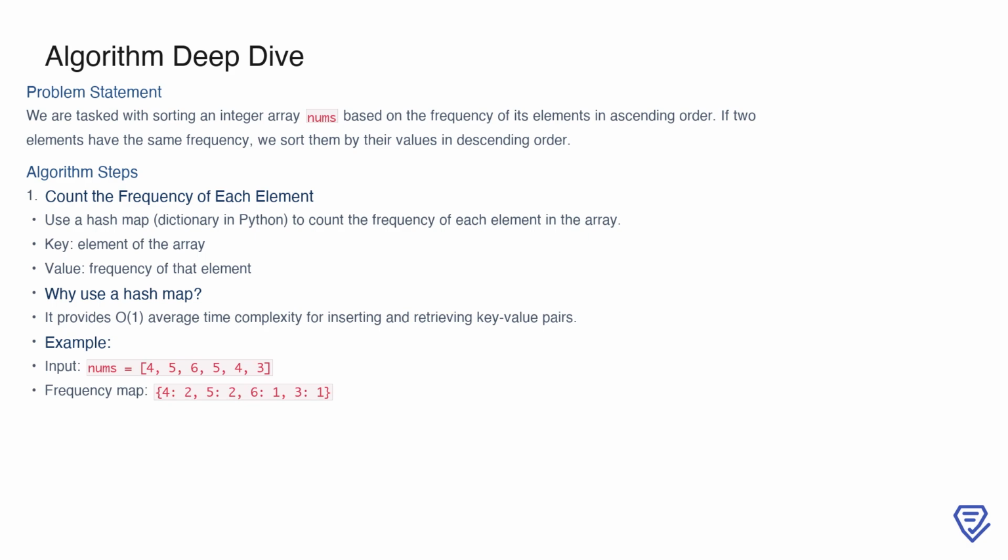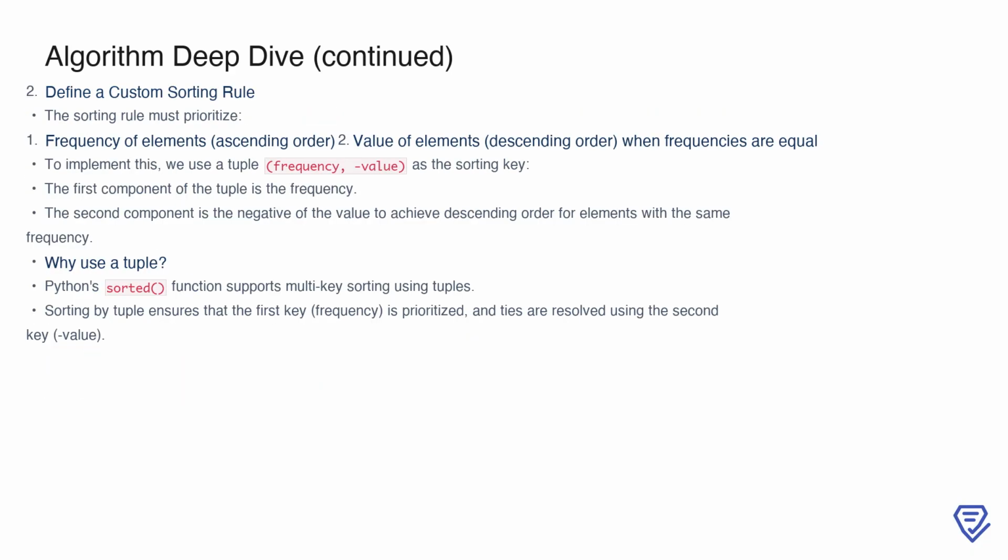Here, the key value pairs represent the number and its frequency in the array. Once we have the frequency of each element, the next step is to define a custom sorting rule. This rule ensures that elements are sorted first by their frequency in ascending order, and if two elements have the same frequency, they are sorted by their value in descending order.